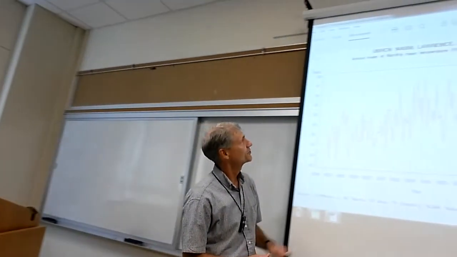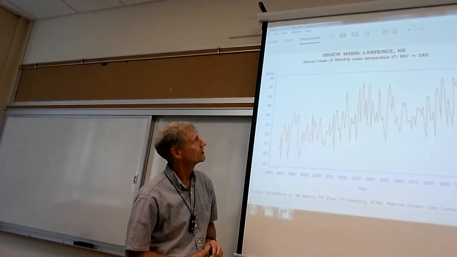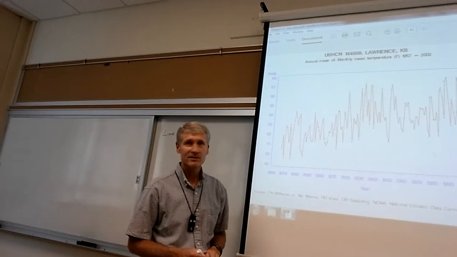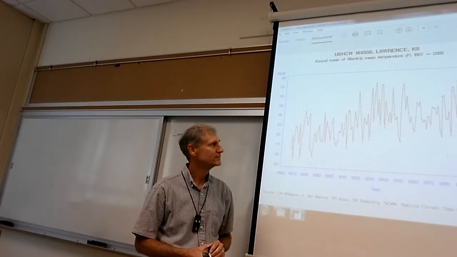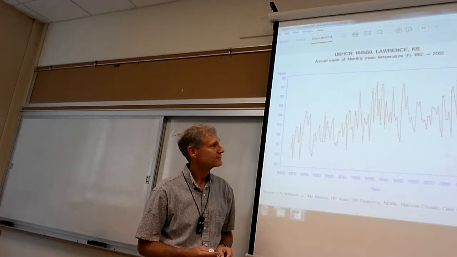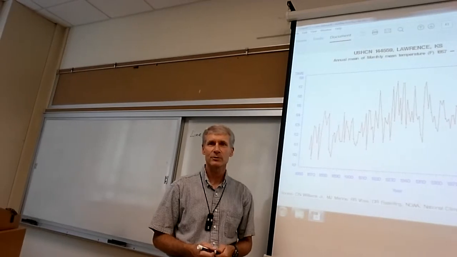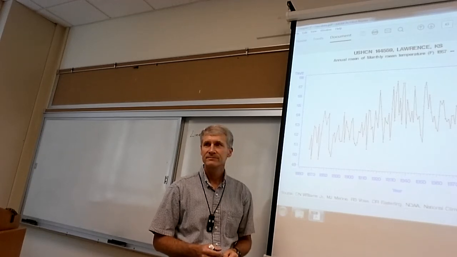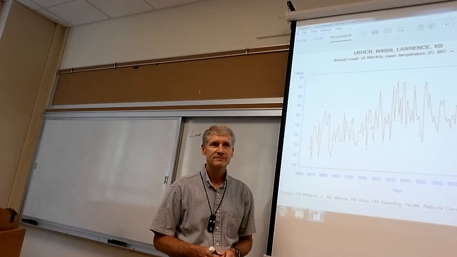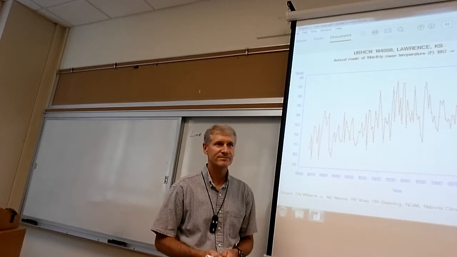This is the annual mean monthly temperature in Lawrence, Kansas from 1857 to 2002. This is a line graph, also called a time plot, or a time series, as you'll hear it called also. What do you see here? It's getting warmer, isn't it?